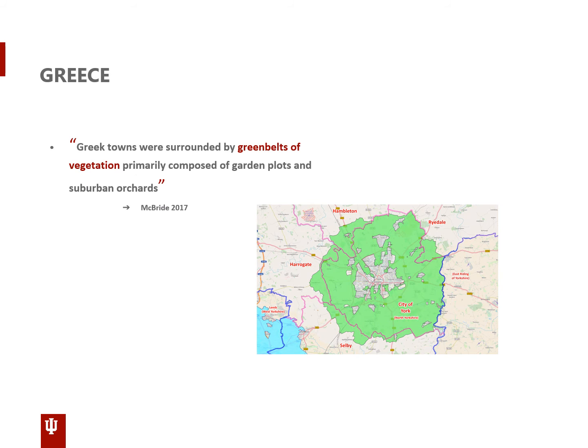like palace gardens. In Greece, it was actually a little bit of a different thing going on. So, first of all, Greek towns were surrounded by these things called green belts of vegetation, and they were composed of garden plots and suburban orchards. So, basically, their towns had sort of, I don't know if they were agricultural fields, but kind of like mixed forest and agriculture that would surround their towns, and they would actually have garden plots in there, and sometimes individual families would have garden plots and stuff like that.